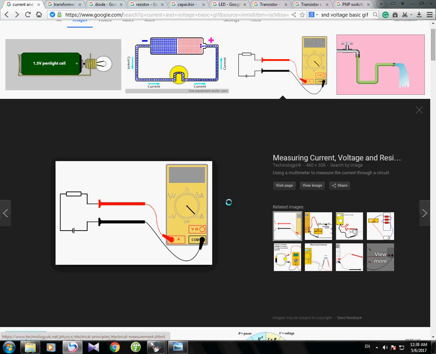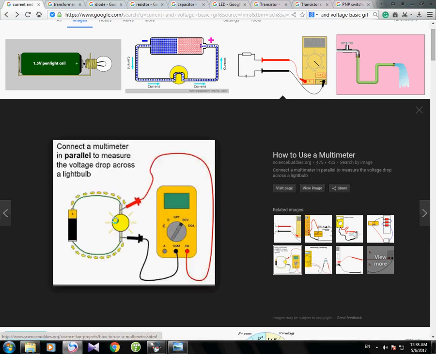So if we want to measure current, we have to connect this meter in series to the circuit in which we want to measure the current. And if we want to measure the voltage across any circuit, then we have to connect the voltmeter, that is in the multimeter. This pointer will be here, so it will be used as a voltmeter. Connect across the load or measured device, the device which we want to measure. If we connect like this, then we will find out the voltage.